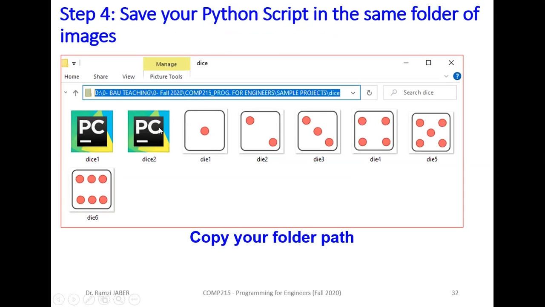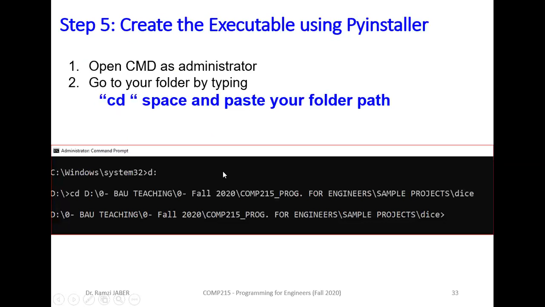Step 4, write your code and save it inside the same folder, the project folder here. Copy this path, to be used later. Then step 5, create the executable using PyInstaller.